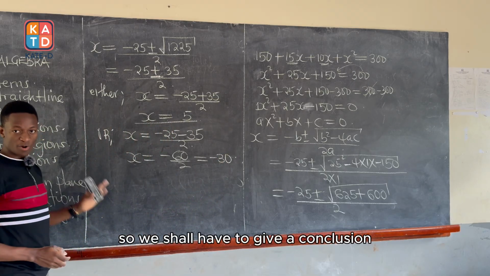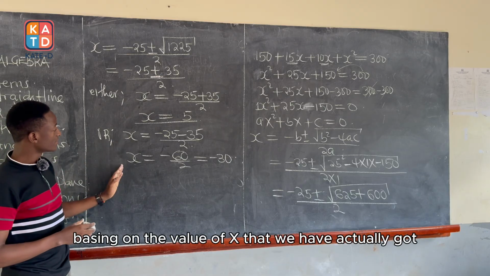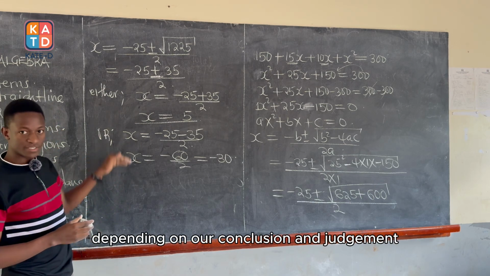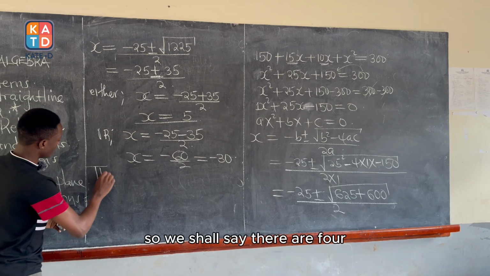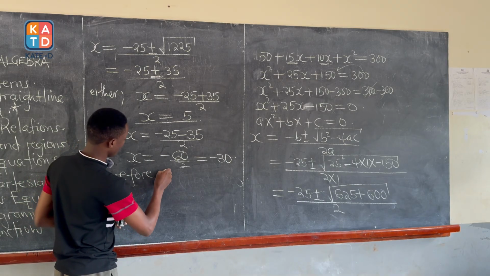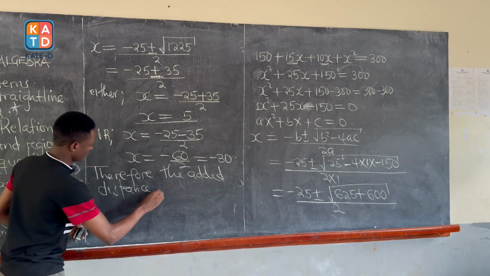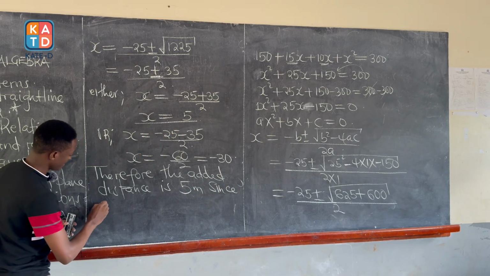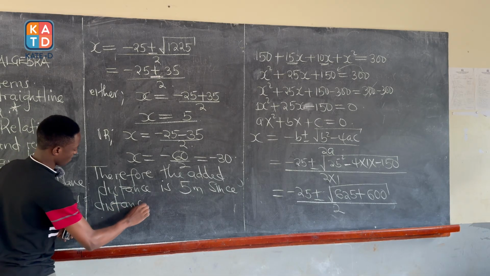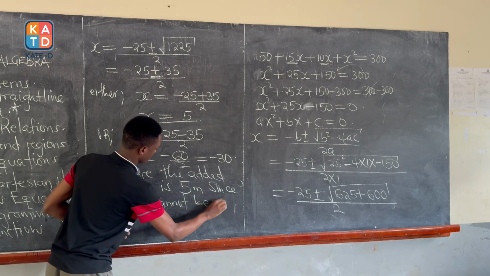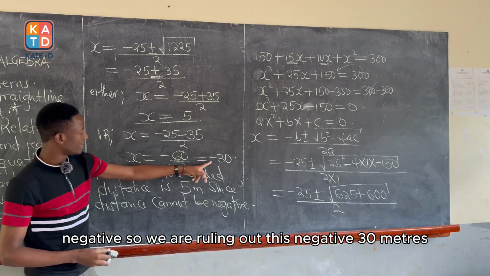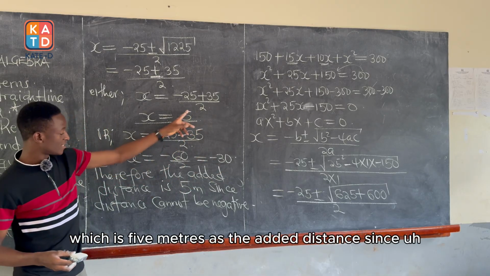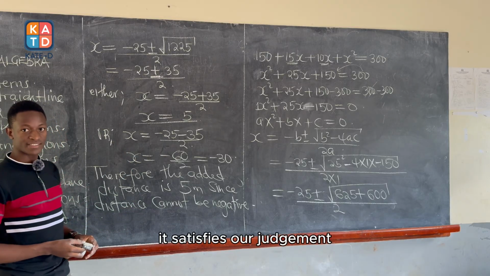So we shall have to give a conclusion based on the value of x that we have got, and this will show us the true value of x that we need depending on our conclusion and judgment for the two values of x. So we shall say therefore, the added distance is 5 meters, since distance cannot be negative. So we are ruling out this negative 30 meters because distance cannot be negative, and we are taking on a positive value, which is 5 meters, as the added distance, since it satisfies our judgment.